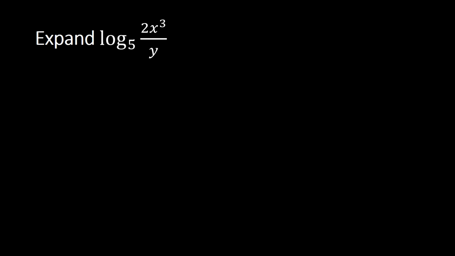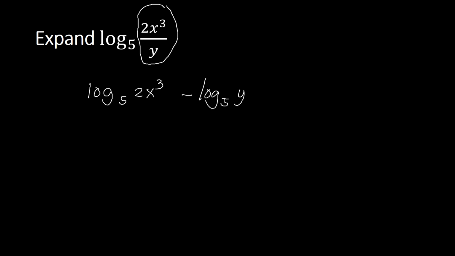We are going to look at this one in general format. This is in the format of a fraction, so we just go for the quotient rule. So log of 2x cubed to the base 5 minus log of y to the base 5. Because again, this is a quotient, so we have to subtract.